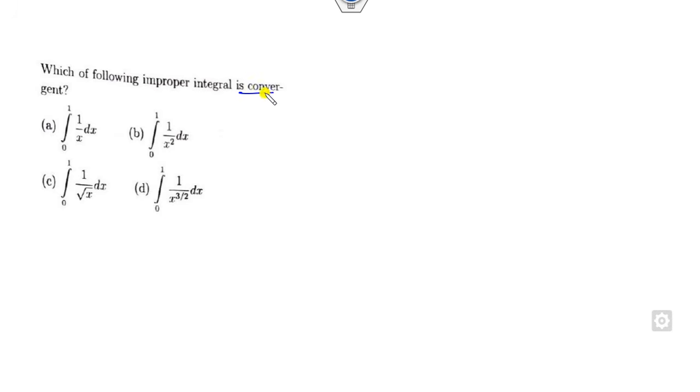Which of the following series is convergent? Now you have to check which of the following is convergent. Clearly, in the first case, what is my p? It is 1, so it is divergent, because we need convergence only when p is less than 1 over 0 to 1, because 0 is the only point of discontinuity.